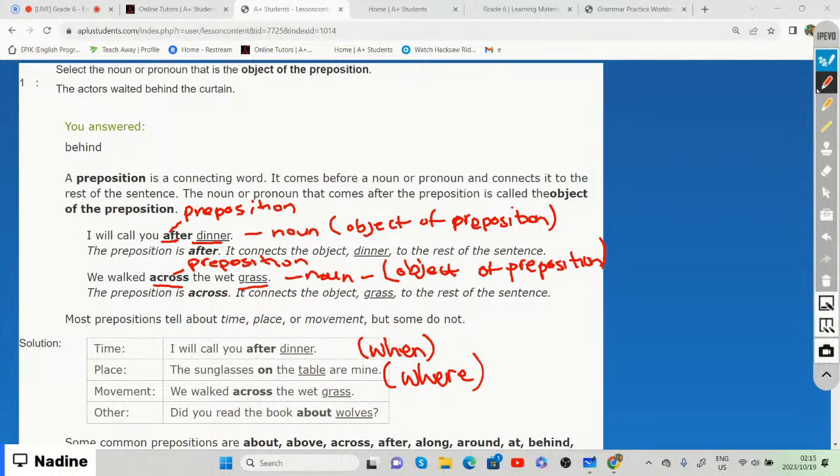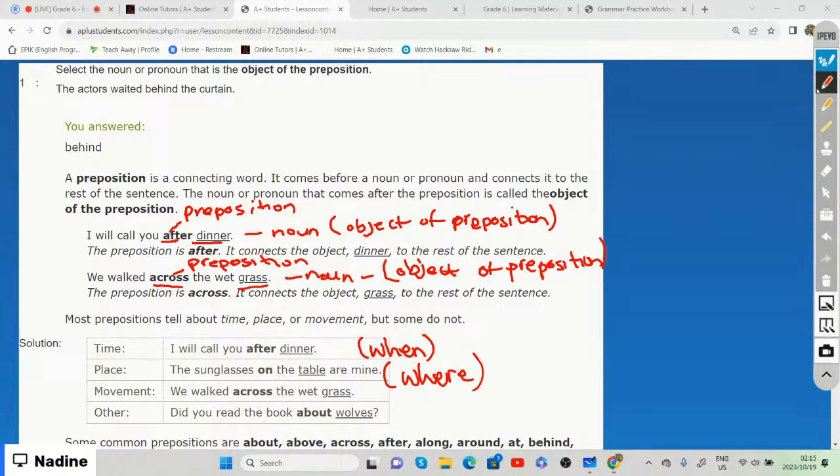In this case, the sentence says the sunglasses on the table are mine, which means, where are the sunglasses? It's on the table. All right, then we have the preposition of movement. We walked across the wet grass. Across, not next to, not around. We walked across the wet grass.